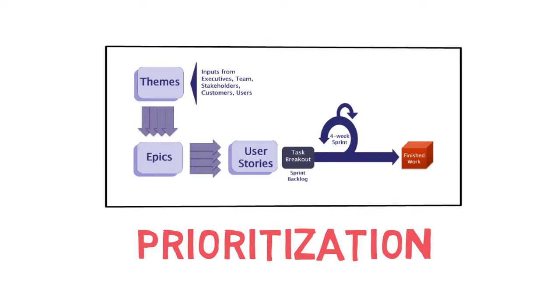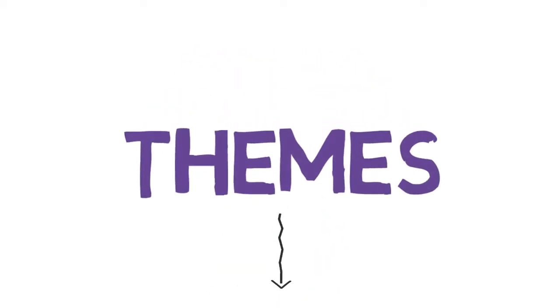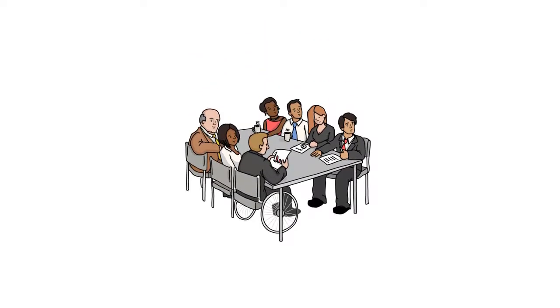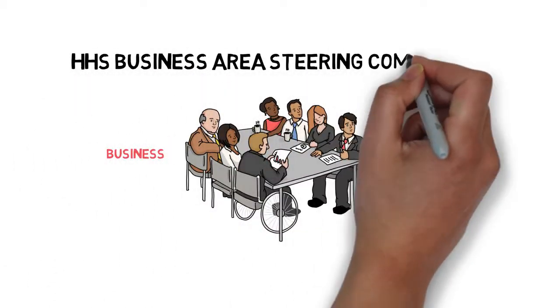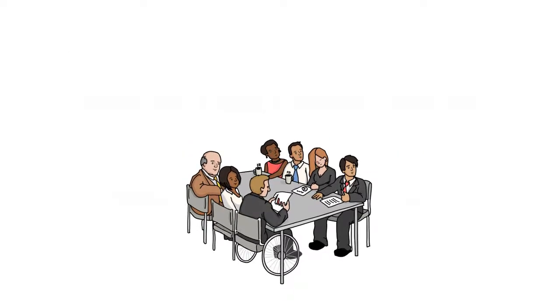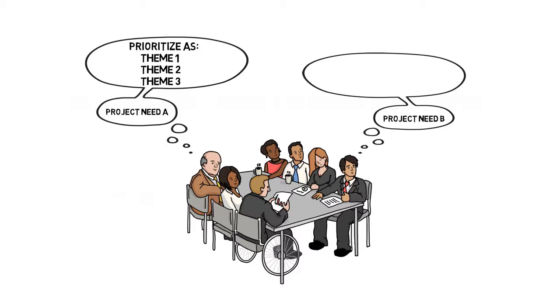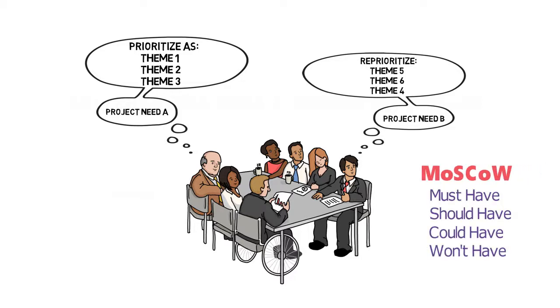Remember, in Agile, we break down our work products into themes, epics, user stories, and tasks. Let's start with themes. The prioritization of these items is managed by a governing body comprised of leadership across business and IT, who form the HHS Business Area Steering Committee. Members of this committee work with their respective areas to identify upcoming project needs, which are defined as themes. Once themes are finalized, each area works with their teams to prioritize their list using the MoSCoW method before they are reviewed by the larger HHS Business Area Steering Committee.